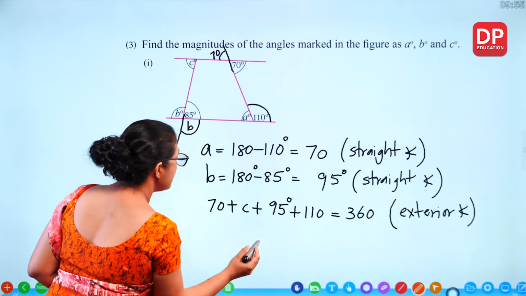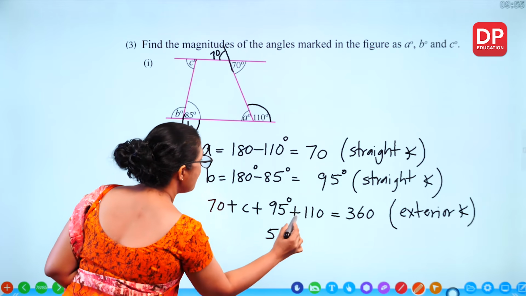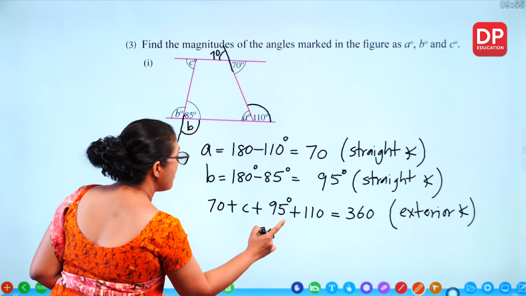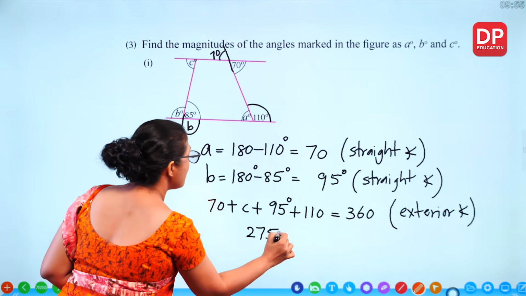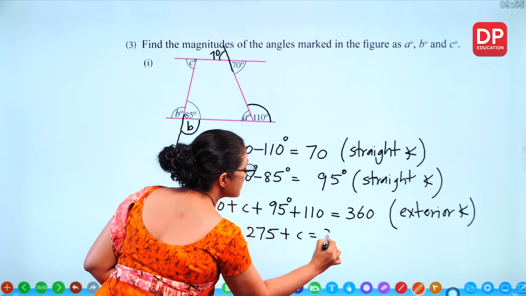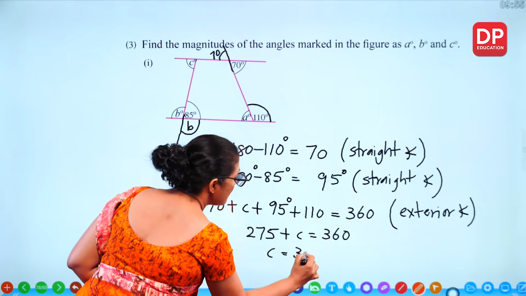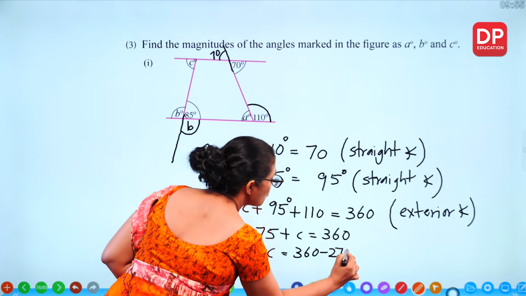Add these three. 5, 10, 17, 1 remaining. So 275 plus C equals 360. So what's the value of C? 360 minus 275.